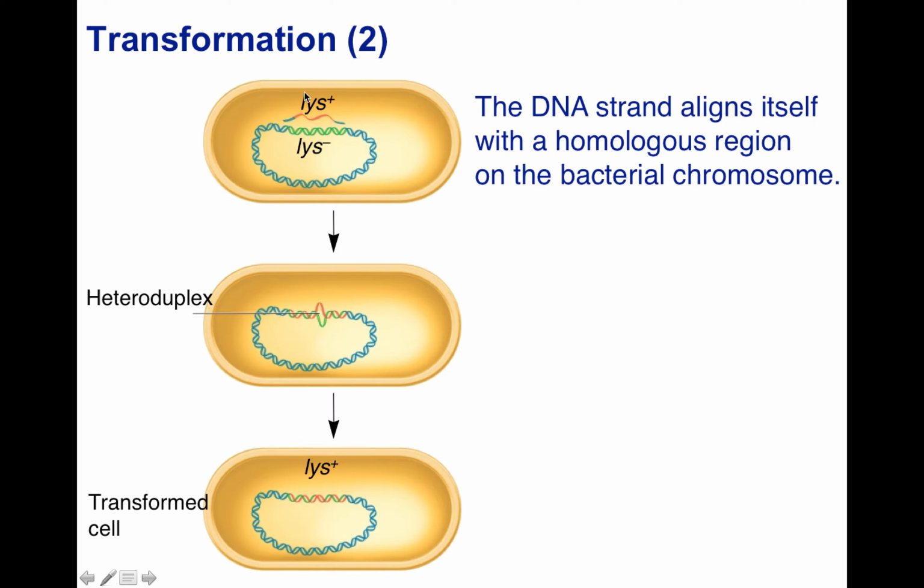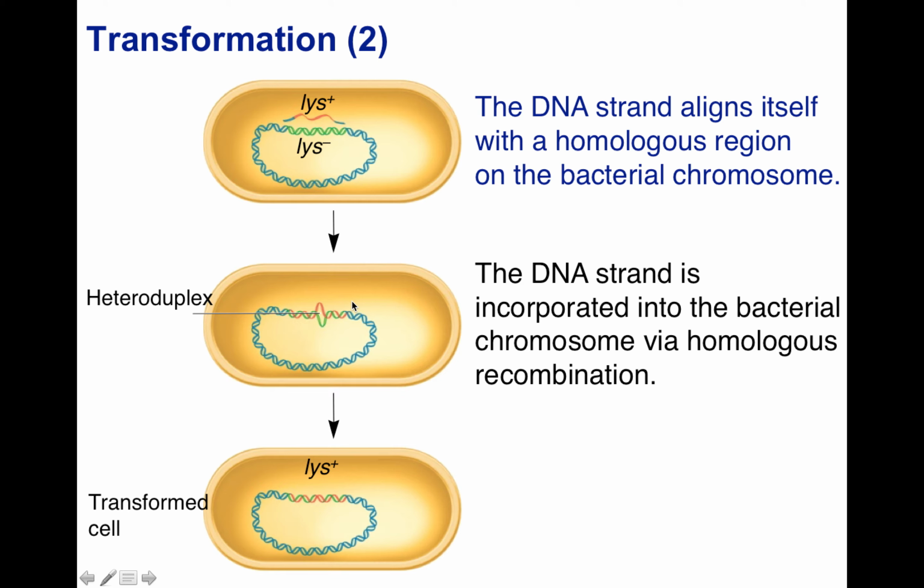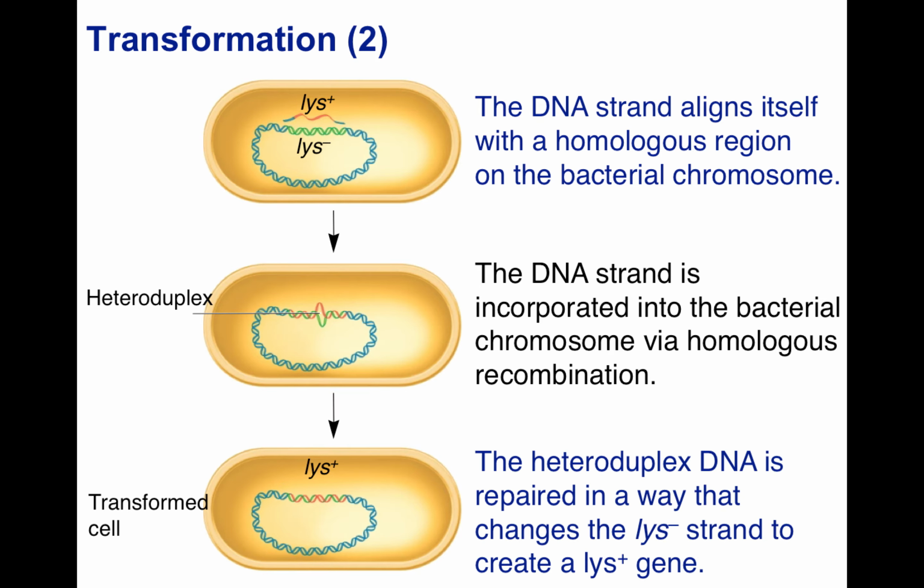Okay? Our DNA from the environment is a Lys plus gene, and our recipient host cell is Lys minus. A heteroduplex forms, and via homologous recombination, the new DNA is taken up into the chromosome of the recipient cell. And now we have a transformed bacteria that used to be Lys minus, and it's now Lys plus.